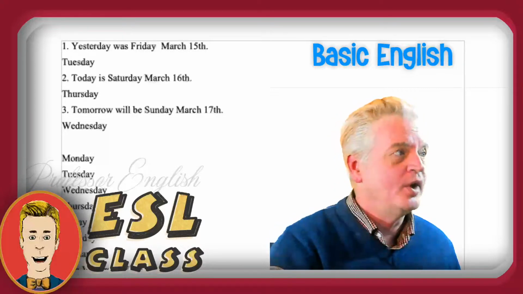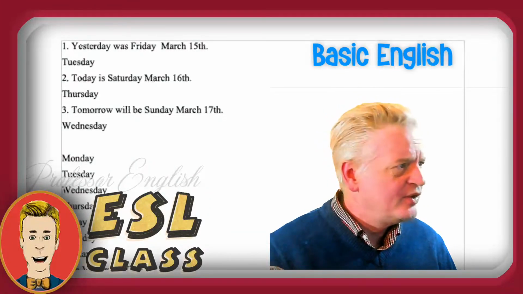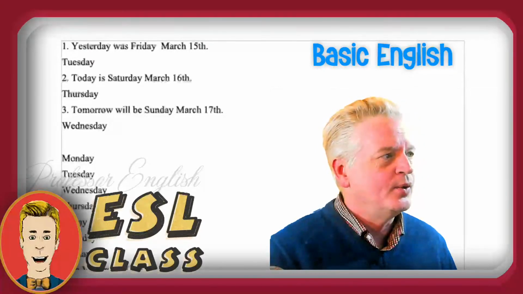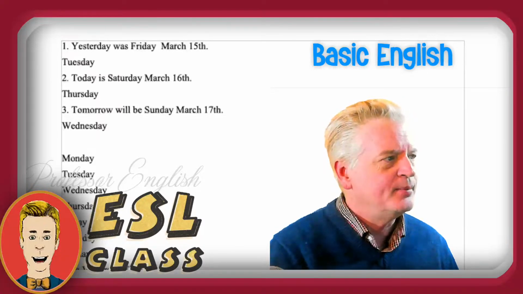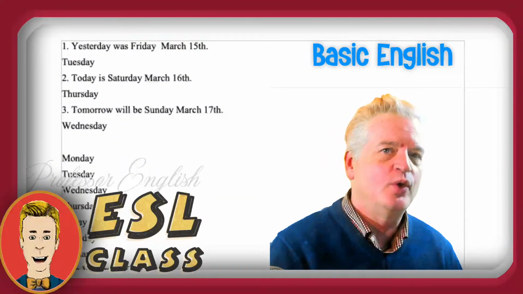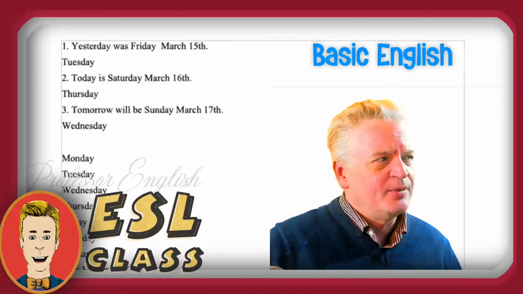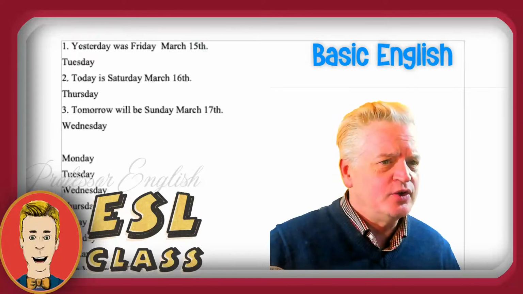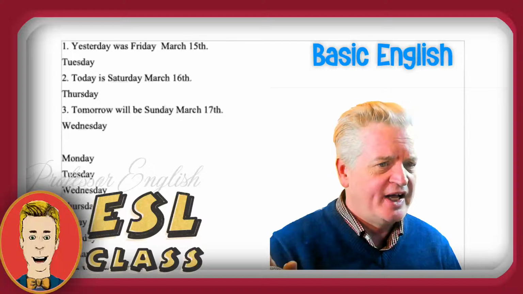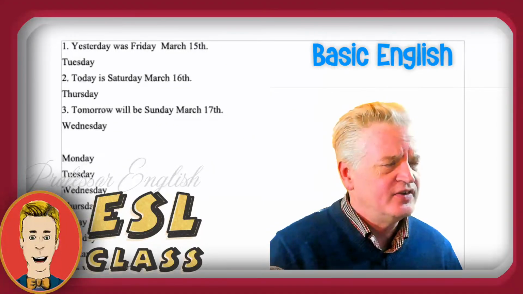Okay, so we start with these facts. Number 1, yesterday was Friday, March 15th. Number 2, today is Saturday, March 16th. And number 3, tomorrow will be Sunday, March 17th. Now listen to my question. I'm going to ask you a question with number 1. Was yesterday Tuesday, March 15th? I'm asking you in normal English, not slow classroom English. Was yesterday Tuesday, March 15th?